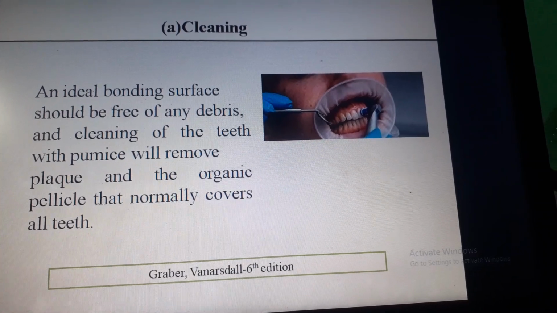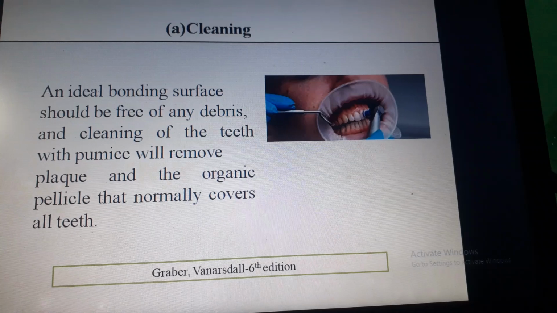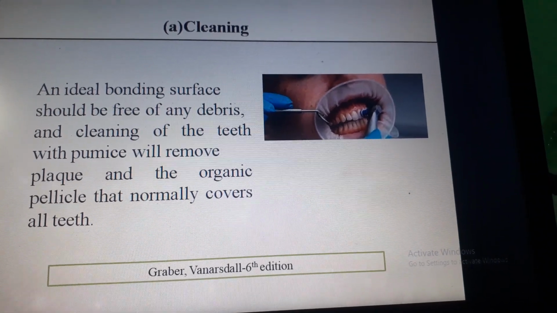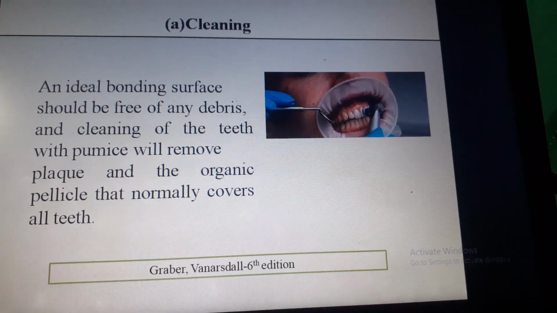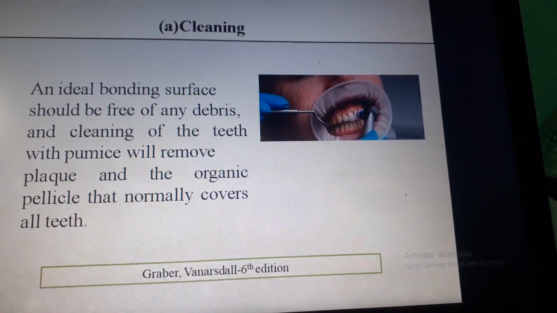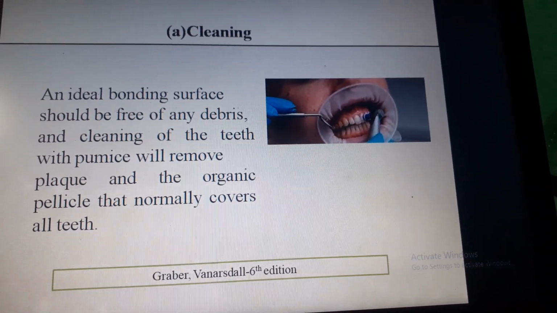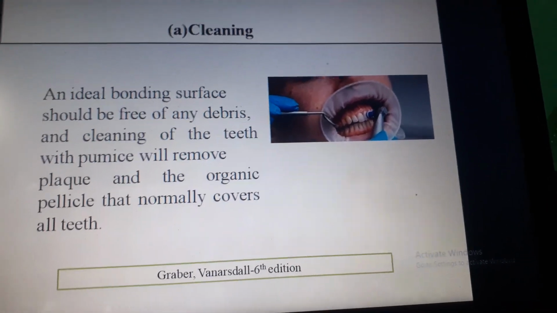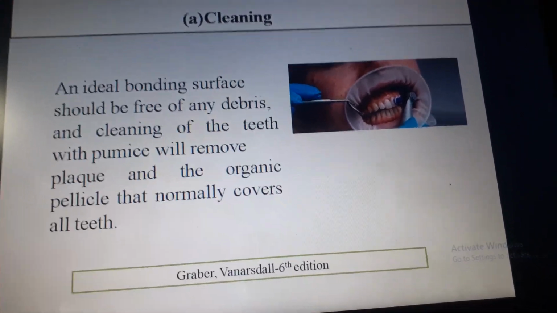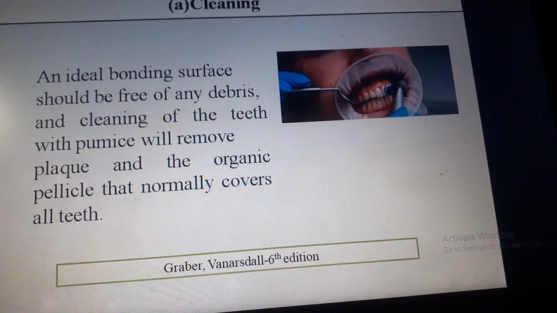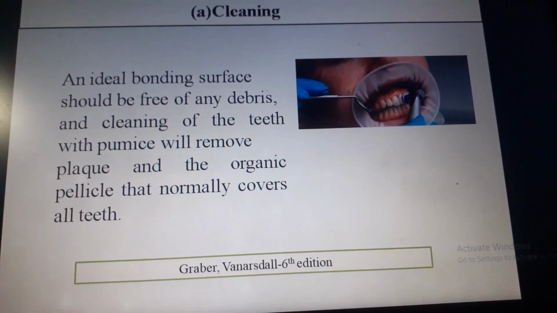First is cleaning. As is shown in the picture, the ideal bonding procedure should be free of any debris. Cleaning of the teeth with pumice will remove the plaque and the organic pellicle that normally covers all the teeth. Here the picture shows a polishing cup used to polish the tooth surface, so that it will be free of any debris, and it should be a polished surface before the bonding procedure starts.